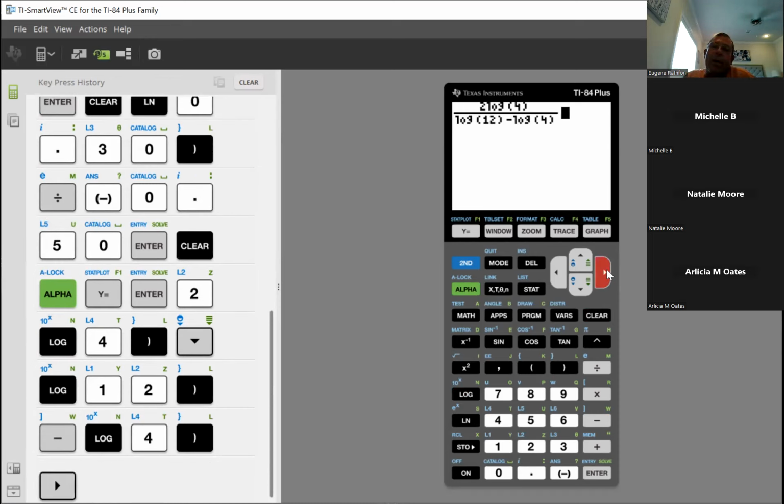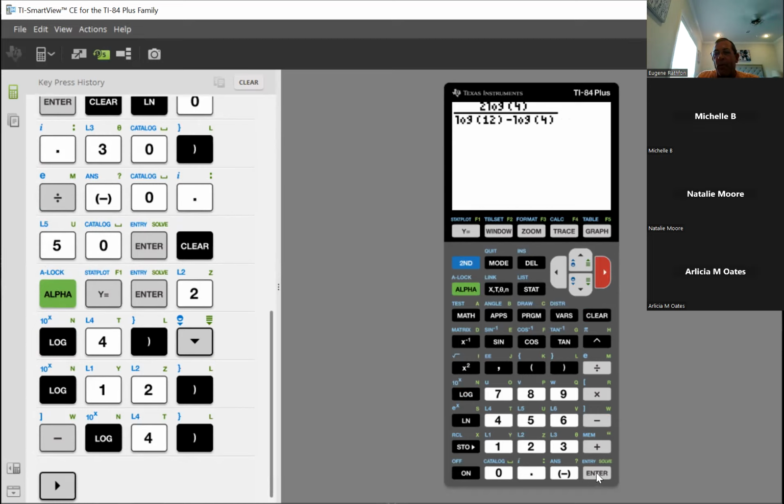That's the easiest way to do this one. Because if you punch in 2 log 4 divided by log 12 minus log 4, the way I was doing them earlier, you've got to put the entire bottom in its own set of parentheses, or the calculator won't know what the top and bottom are. So if you hit alpha y equals, you can make this thing look exactly like what we had on that paper.